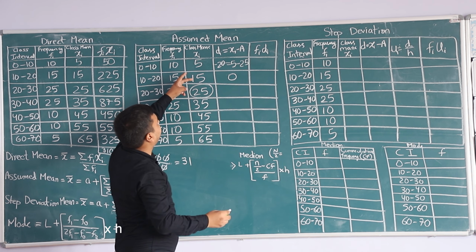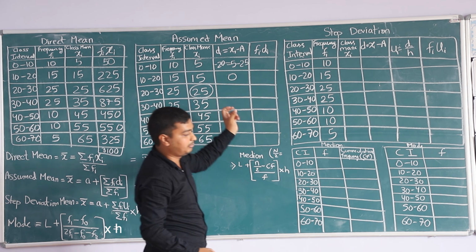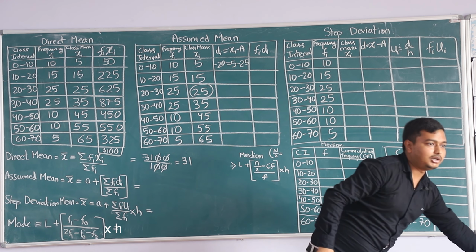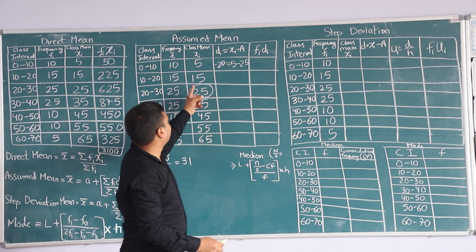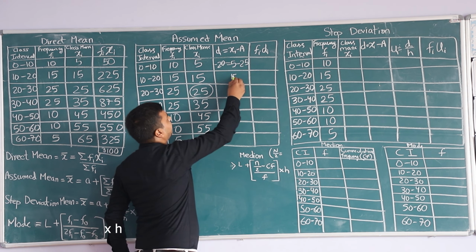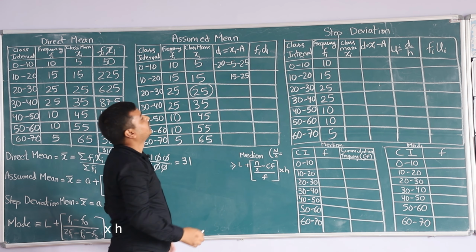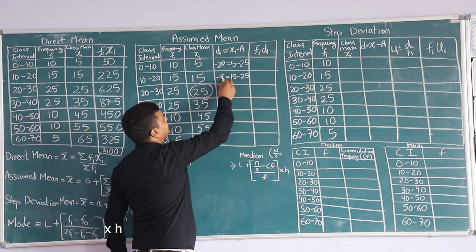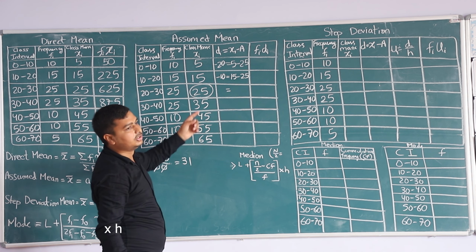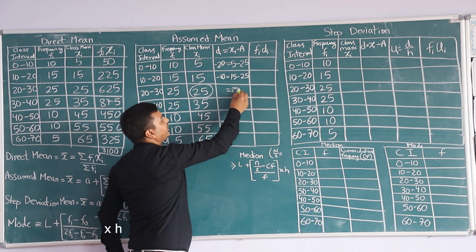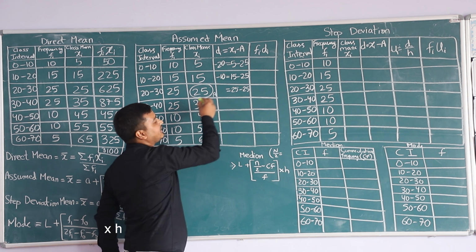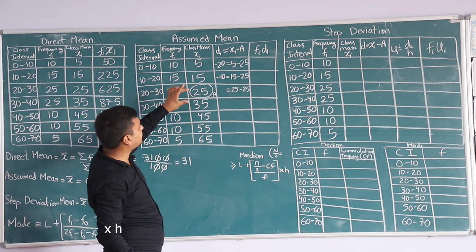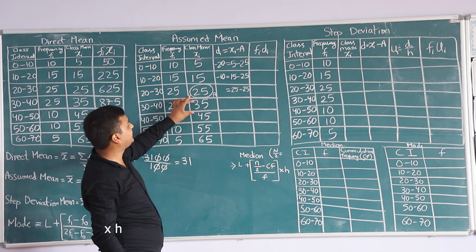Any doubt? This value 25 I will fix as A. Any one value in between I can fix as A. Either I can fix this one, or I can fix this one also. Everyone is clear with that?